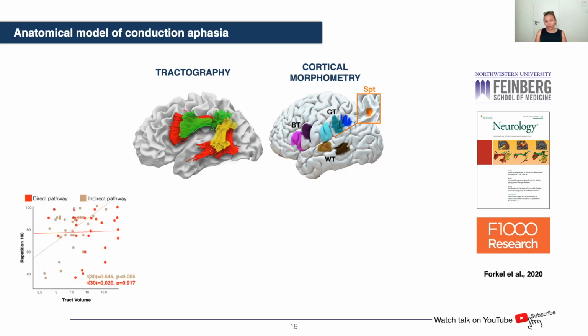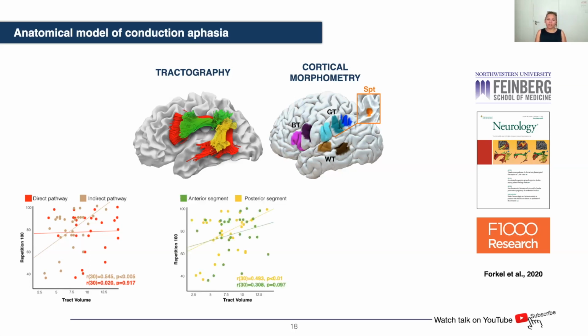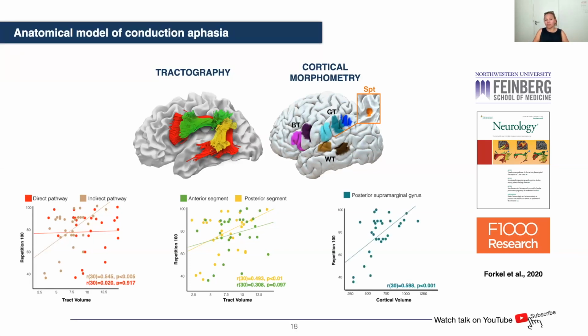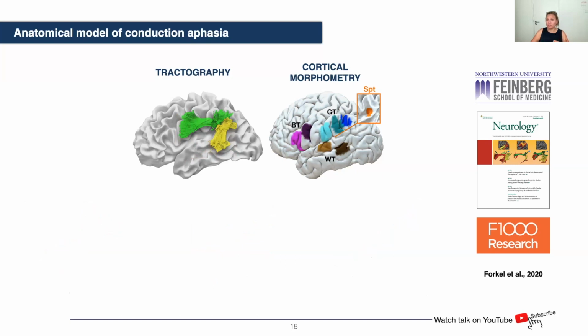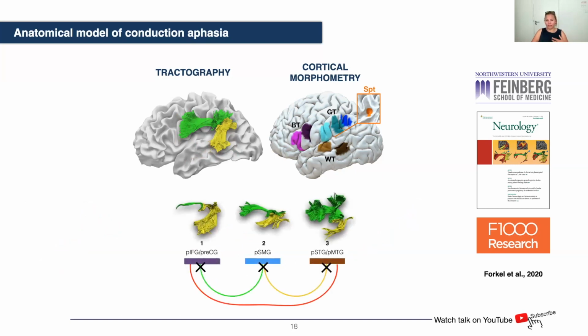And what we found was that there was absolutely no correlation between the long segment of the arcuate fasciculus in red and repetition deficits. We did, however, find a correlation between the indirect pathway and repetition, so that's green-yellow, and they relay in the inferior parietal lobe. And for the cortical areas, there was only one that survived multiple comparison correction, and that was the posterior supramarginal gyrus. Now, if we put that all together, we came to the conclusion that after 150 years, it's time to get rid of the arcuate fasciculus in the model, and we actually proposed a new anatomical model of repetition in the brain that looks more like this.